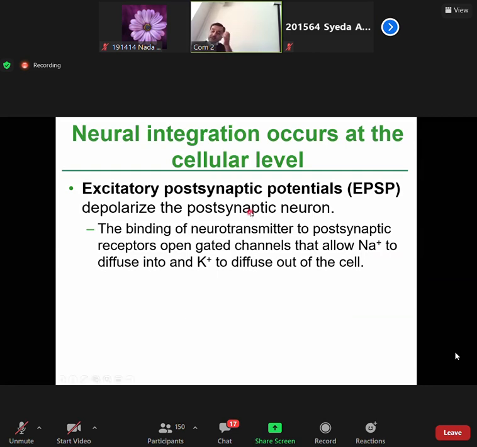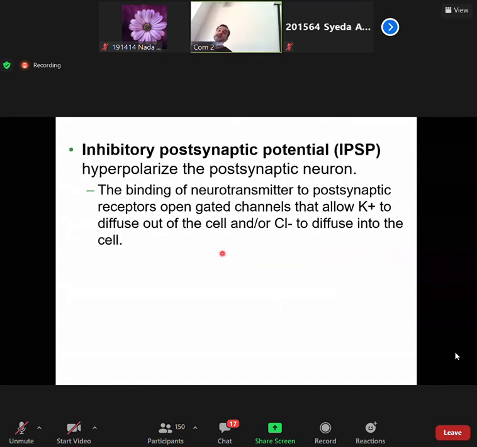Excitatory postsynaptic potential, we already talked about that: binding of the neurotransmitters to the postsynaptic receptors results in opening of the sodium channels to diffuse in and potassium to diffuse out, resulting in excitation and generation of the action potential. Inhibitory postsynaptic potential happens when you have an inhibitory neurotransmitter binding to the postsynaptic receptors, resulting in opening of either potassium to diffuse out or chloride to diffuse in. This is going to result in inhibitory postsynaptic potential.